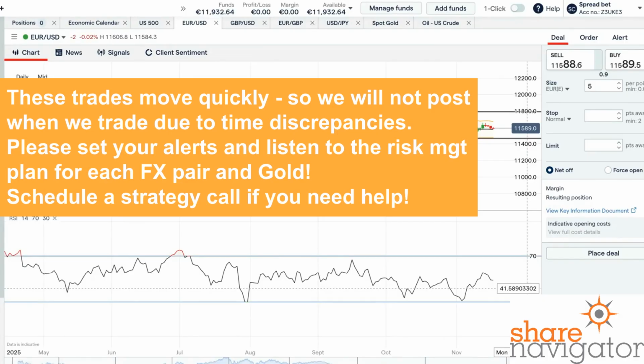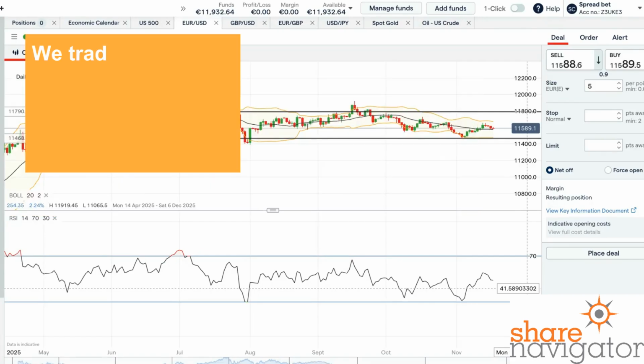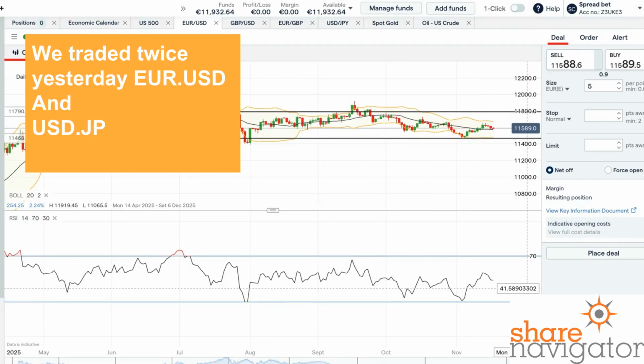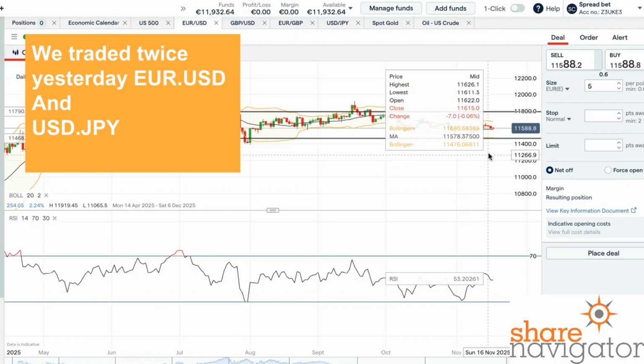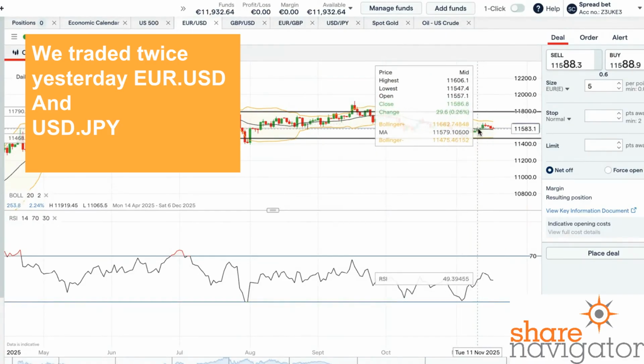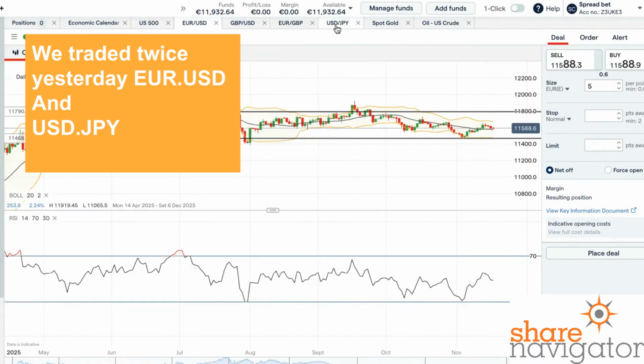Remember again here, by the time we get our signals and put out the trade and you receive them on WhatsApp, the trade is probably gone. So we're not going to do that. Yesterday, we'll just update you. We traded the euro dollar once and we generated a profit. We got our buy signal here and we sold out about an hour and a half later, made a profit. We also traded the US dollar and the Japanese yen.